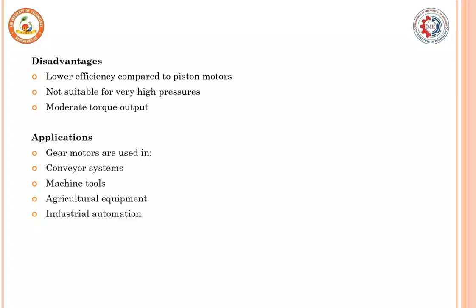The disadvantage of such a motor is lower efficiency compared to the piston motor. When we design any motor, the efficiency counts a lot, so the efficiency is lower in this case. It is not suitable for very high pressure; if you want to operate at high pressure, it is not possible. The overall torque output is moderate. Applications of gear motors include conveyor systems, machine tools, agricultural equipment, and industrial automation. Based on the need in a particular location, gear motors are used.